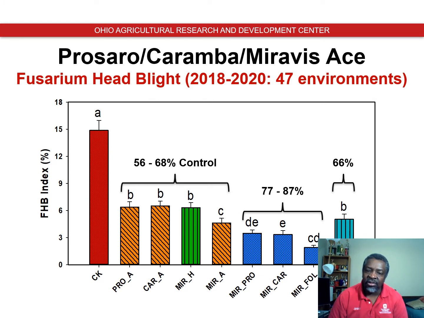Double application, application of Miravis Ace followed by Prosaro, or application of Miravis Ace followed by Caramba, reduced disease severity by about 77 to 87%. So a two-treatment program can provide even greater reduction in the overall level of visual symptoms. Miravis Ace was applied at early anthesis, and then Prosaro or Caramba was applied 4 to 6 days after early anthesis.